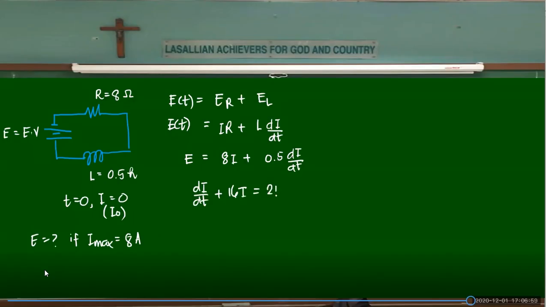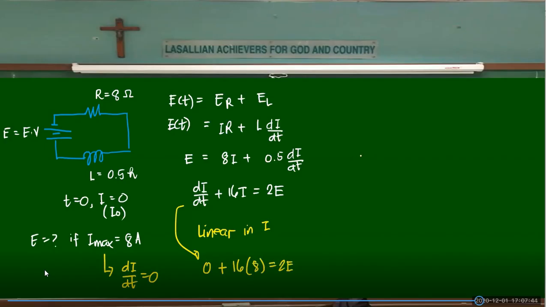16I plus di over dt equals 2E. Tama? So this one is linear in I. What is the E if I max is equal to 8A? When will this happen? I max. When di over dt equals 0. From here, 16I equals 2E, where I max is 8 amperes. Therefore, E equals 64 volts.